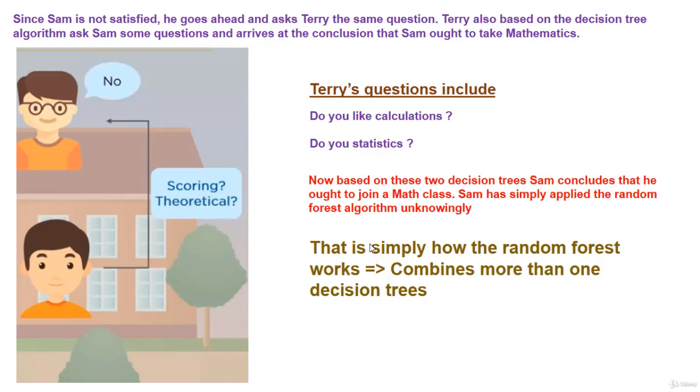It usually combines more than one decision tree in order to increase the accuracy of the algorithm being chosen. In this case, now Sam will be more confident that he is inclined to choose mathematics as compared to other classes. So this is how basically random forest works.